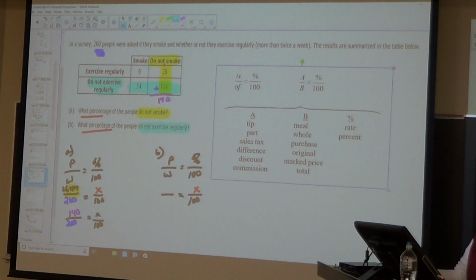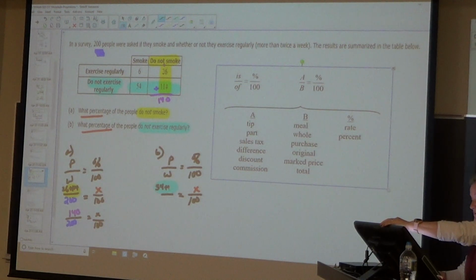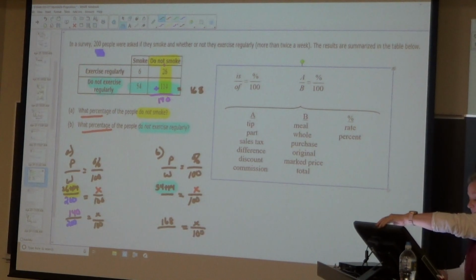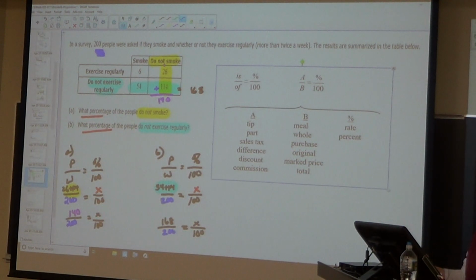54 and 114. Does that represent the whole people or part of the people? That's not everybody. Only part of the people don't exercise. So 54 plus 114 is 168. And what is the whole? Again, it's the 200 people that I asked.